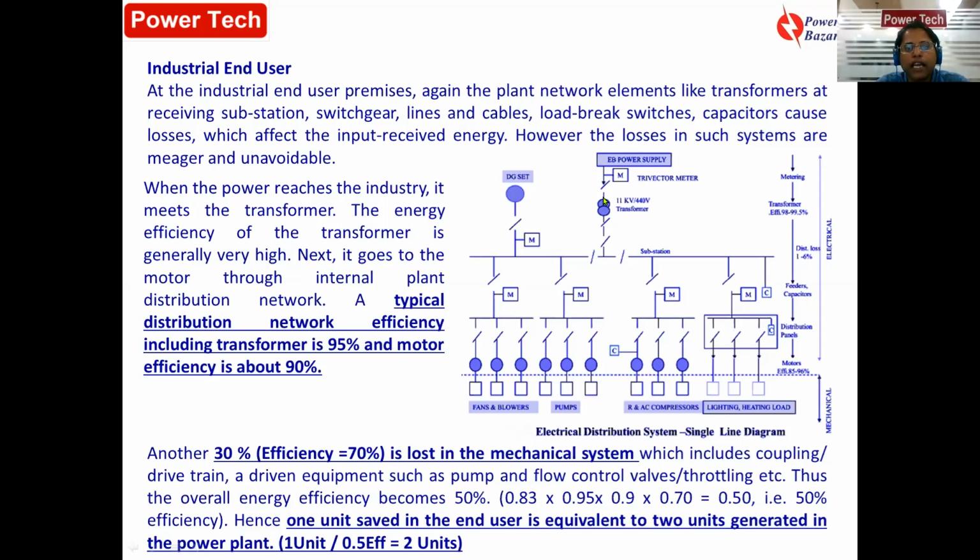In this typical case, at which voltage is the plant or industry availing power supply? See here, it is 11 kV. So what is the transformer rating? 11 kV by 400 volt. That means this is the HT voltage and this is the LT voltage. So it is getting power supply at 11 kV. What is this? This is a tri-vector meter or energy meter which records the electrical energy, voltage, current, demand.